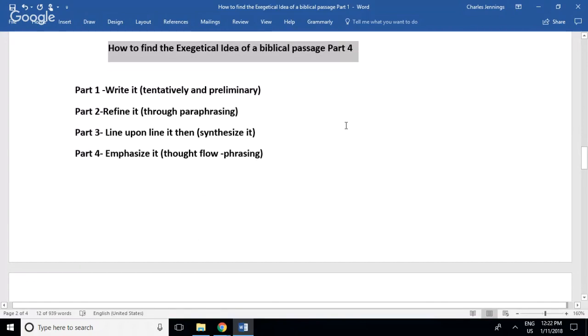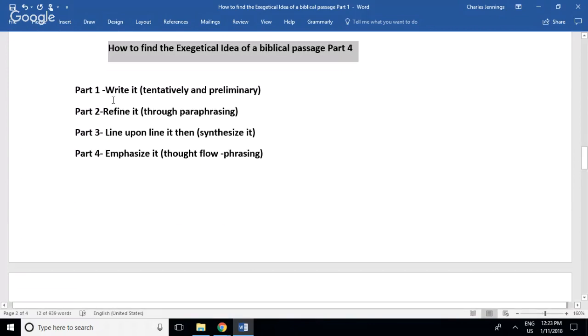Now, in the first video, part 1, we talked about writing it out. In the second video, we talked about refining it through paraphrasing, substitution words, inverting words, reducing words, those types of things. In part 3, we talked about breaking it down line upon line according to punctuation, making comments on the passage, and then synthesizing it. In part 4, we're going to be emphasizing it through what's called thought flow or phrasing.